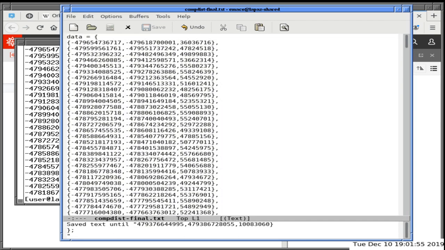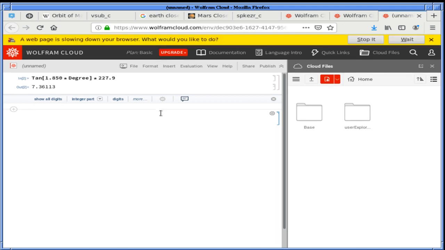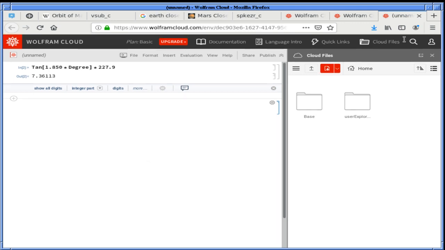Save text. Okie dokie. I'll be impressed if this actually works. So I did a control V, and I have no idea if it's just thinking or if I've choked it too much. A web page, we're going to wait. And this actually might be just way too large to do anything with.